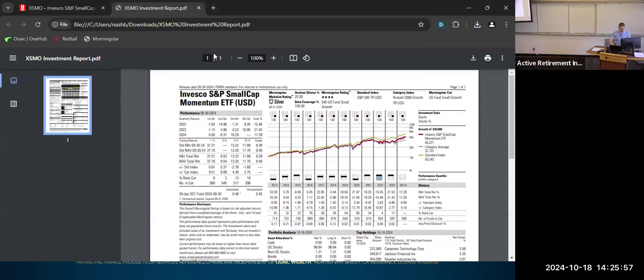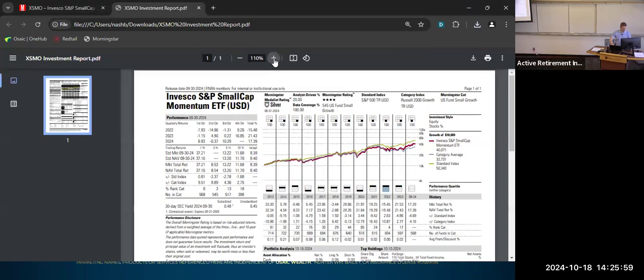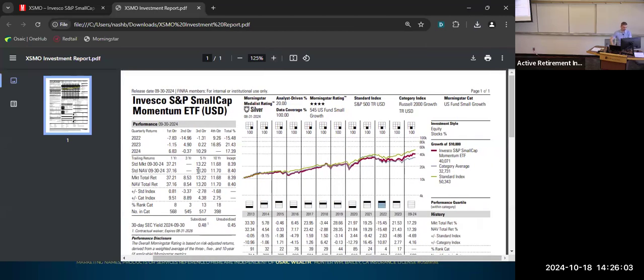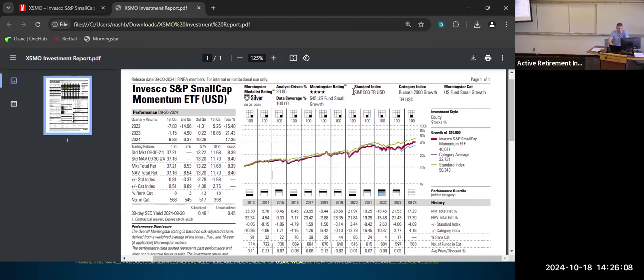Okay, so if we look at this here, we can see one of the funds that we used in our sample portfolio before, the Invesco S&P Small Cap Momentum. Up here is what I was talking about, we've got our two different indices. We've got the standard index, which is the S&P 500, so that'll be one of the ones we're comparing to. And then you have the category index. You've got the standard index as the S&P and the category index as the Russell 2000.